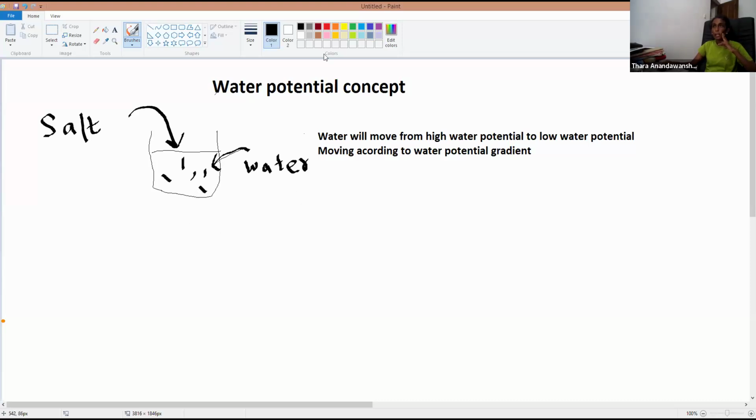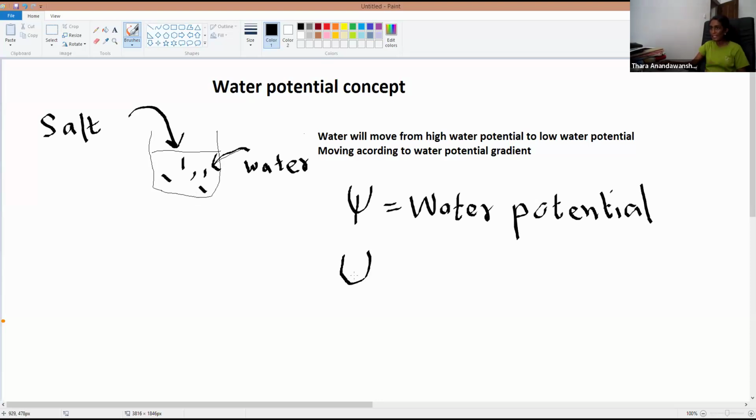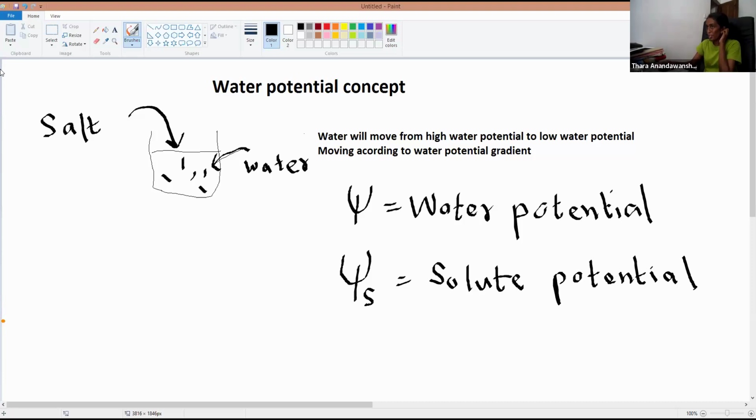We usually denote water potential with the sign psi. Psi means water potential, and psi s means solute potential.